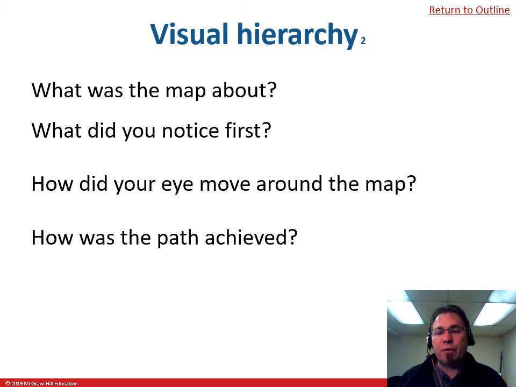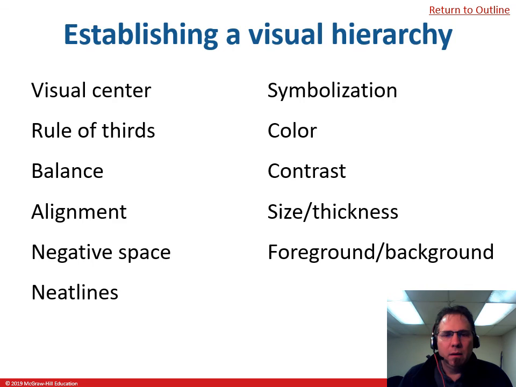What did you notice first? Well, I'm hoping you saw the really, really big map. How does your eye move around? Well, typically we're just trained to read left to right, top to bottom, right? And so hopefully you could see that. So visualizing the hierarchy of your map, there's several things to consider as you do that. Things like the visual center, rule of thirds, balance, alignment, negative space.